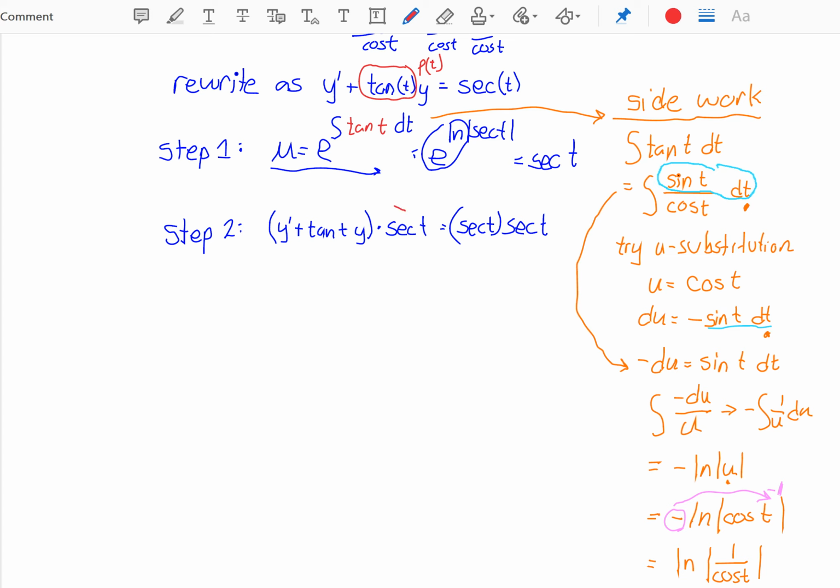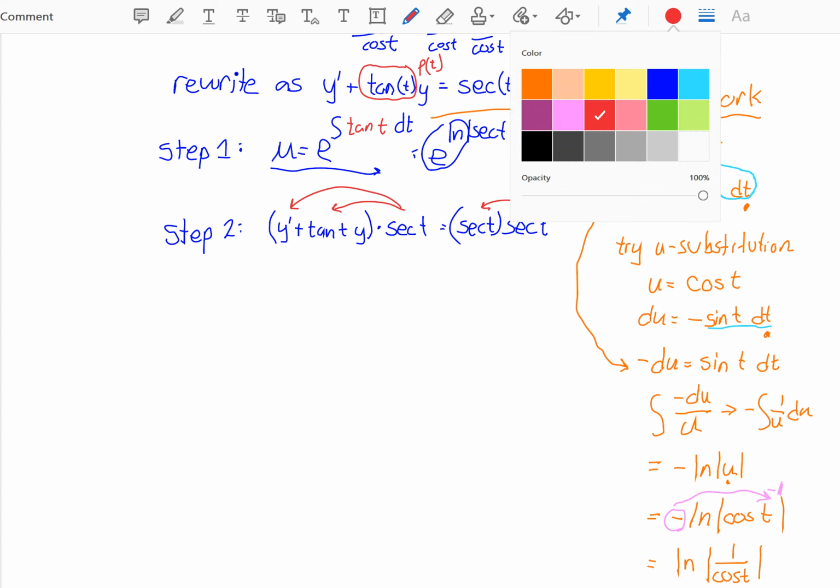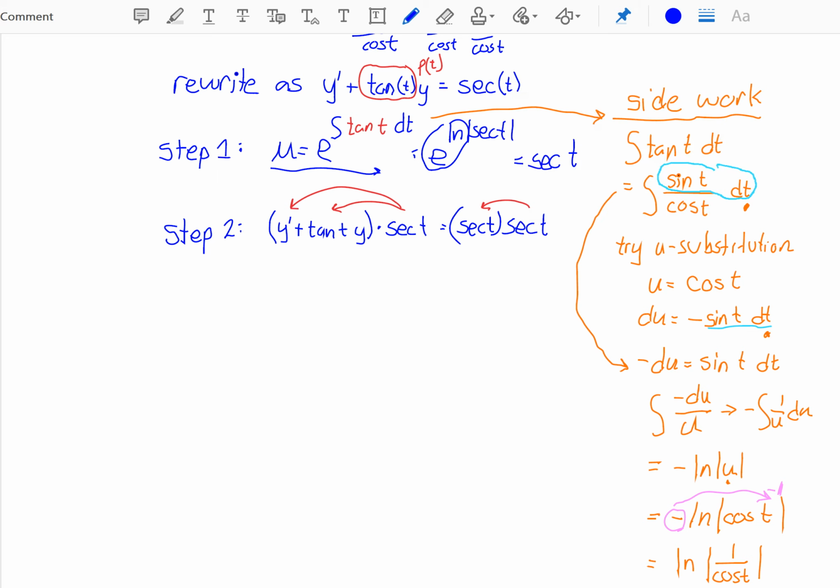Let's simplify. So distribute the secant of t into the parentheses. Maybe simplify the right-hand side too. I think we get y prime secant of t plus tangent of t y times secant of t equals secant squared of t.